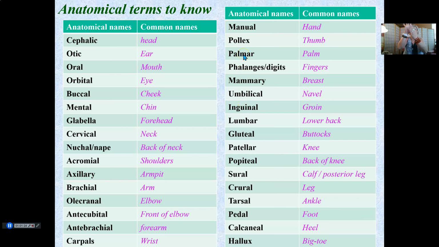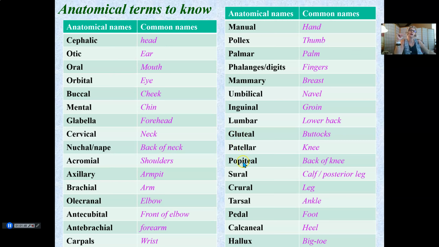Palm, or palmar. Mammary is breast. Umbilical is your belly button. Inguinal, or iliac, is the groin. Lumbar is your lower back. Glutes, everyone knows about glutes because we all want strong glutes, right? Or that bubble butt. No one likes a flat gluteus maximus, but the gluteal region is the buttocks.